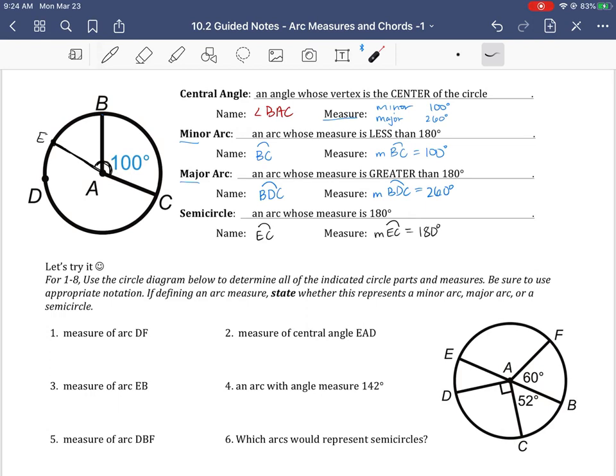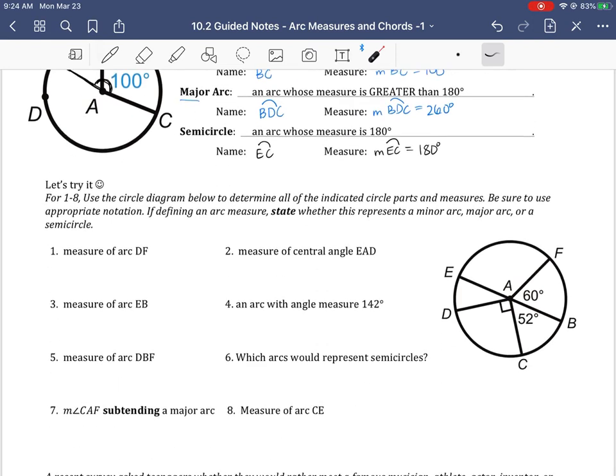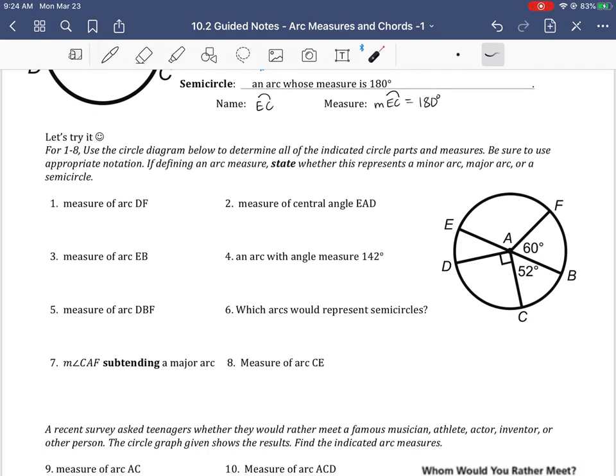Moving down, let's practice using this notation. Again, this is not a super challenging concept, but it's important that we understand the notation so that when we start calculating sector area and arc lengths, we're able to use the measure of the arc to do so. So, using this circle diagram below, we're going to determine all of the indicated circle parts and measures. It says be sure to use appropriate notation. If defining an arc measure, we are going to state whether this is a minor arc, major arc, or a semicircle.